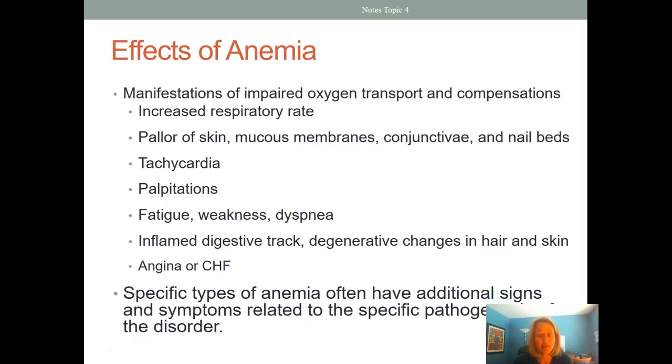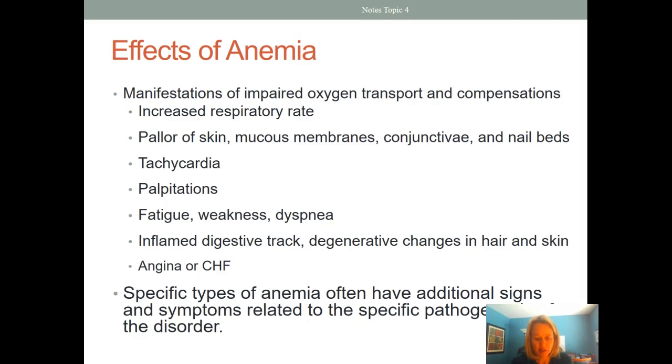We're going to see an increased respiratory rate. That's going to be a compensation to try and increase the amount of oxygen going into the blood. Pallor of skin, mucous membranes, conjunctiva, and nail beds. This is going to be due to peripheral vasoconstriction in an effort to redistribute the blood. Tachycardia is going to be a compensation in order to increase oxygen delivery by speeding up the rate at which blood is delivered to the tissues.